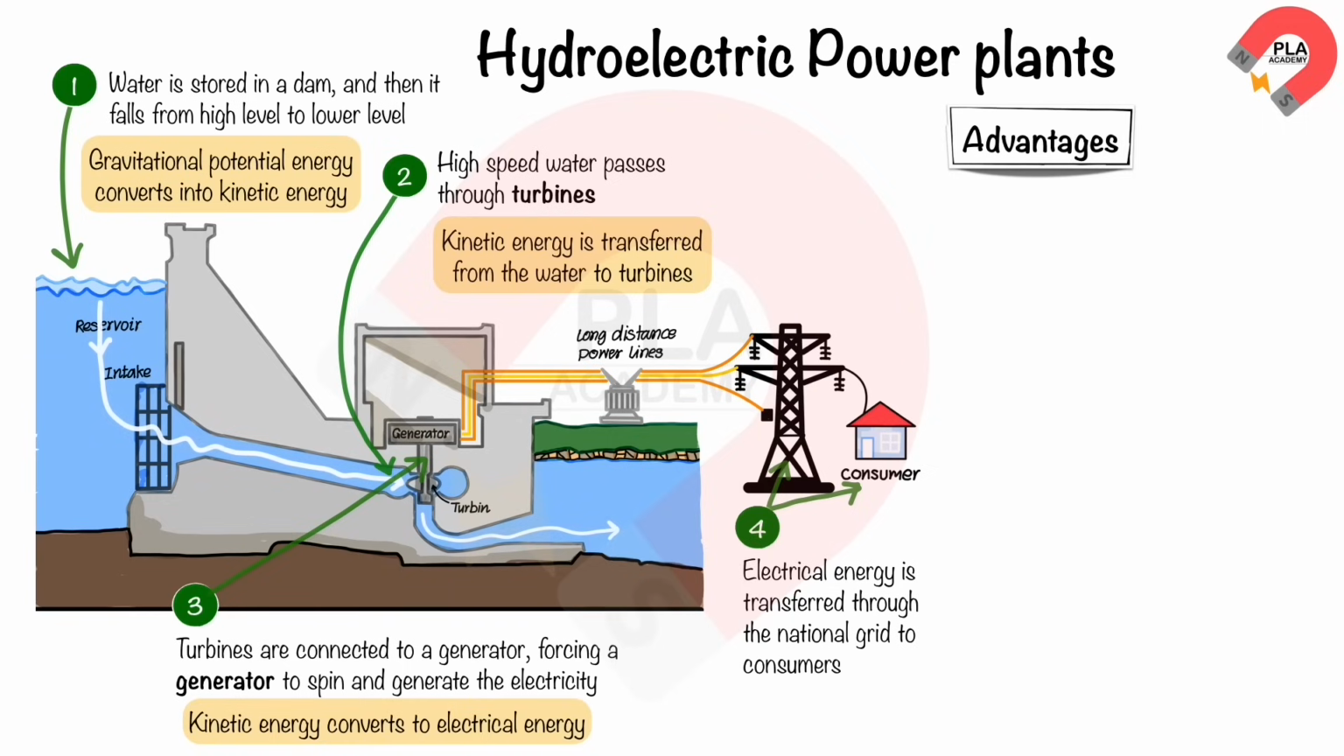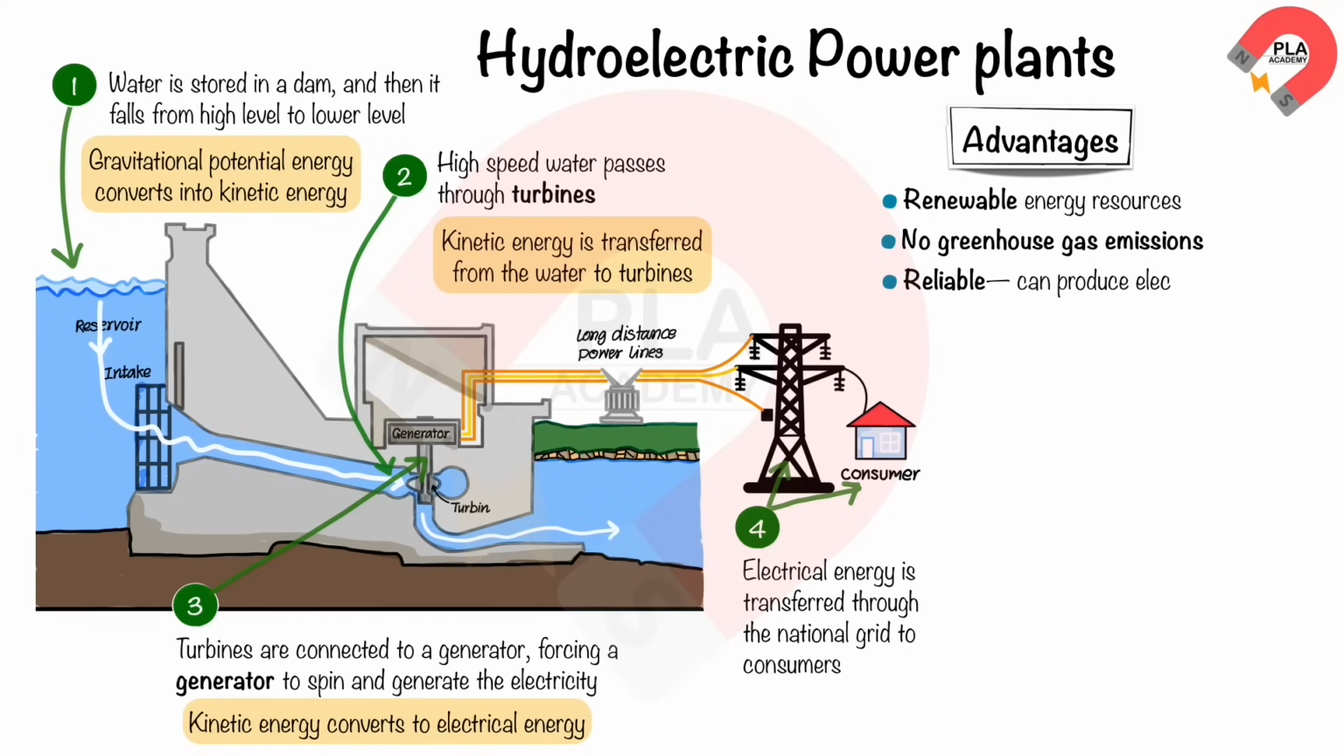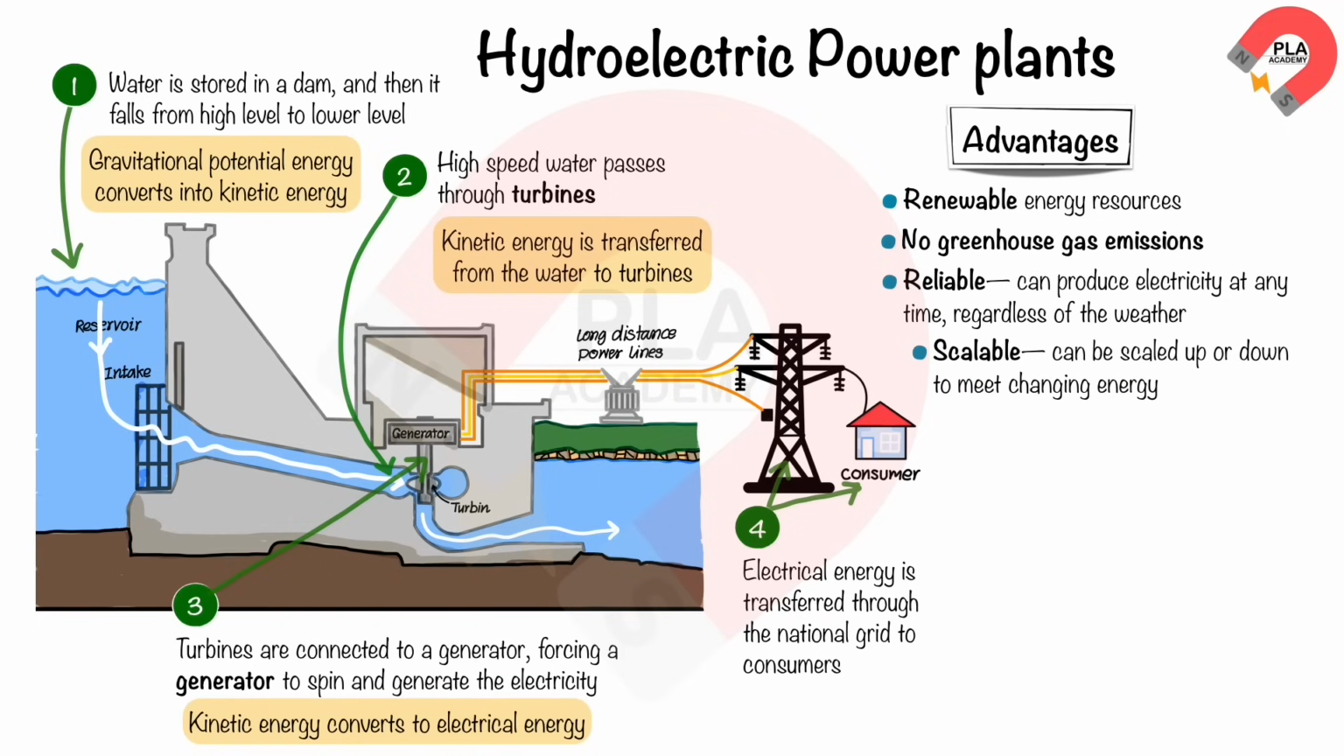Here are some of the advantages of hydroelectric power plants. Renewable energy resources. Hydroelectric power is an infinite resource that will never run out. No greenhouse gas emissions. Hydroelectric power plants do not produce greenhouse gases or other pollutants. Reliable. Hydroelectric power plants can produce electricity at any time, regardless of the weather, and large amounts of energy at short notice. Scalable. Hydroelectric power plants can be scaled up or down to meet changing energy demands.